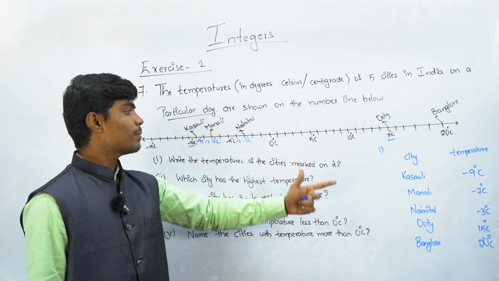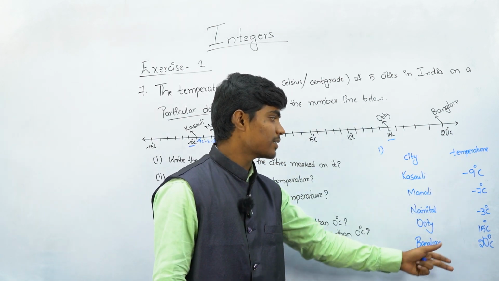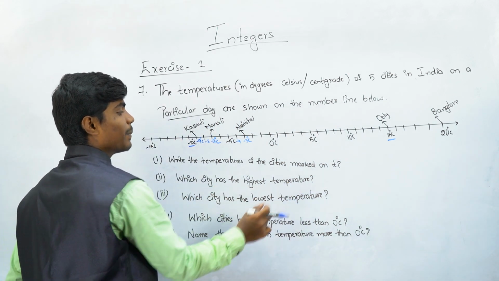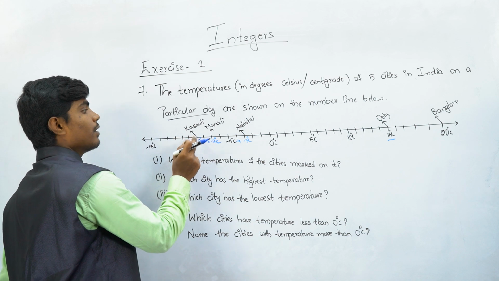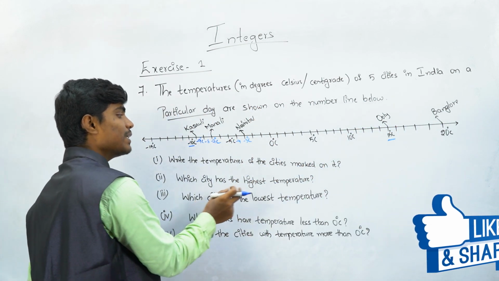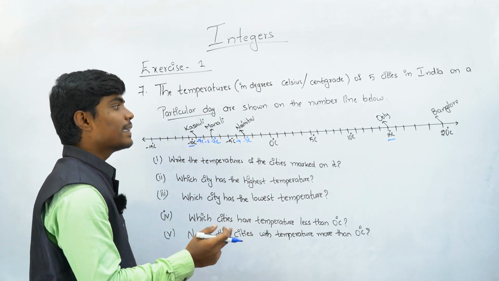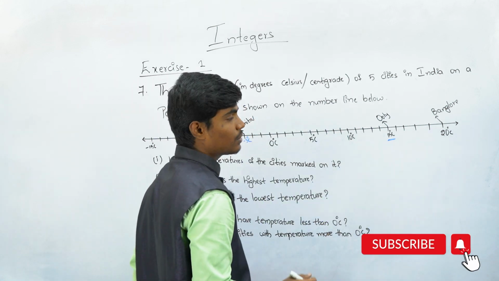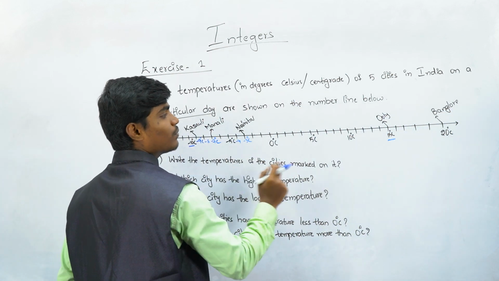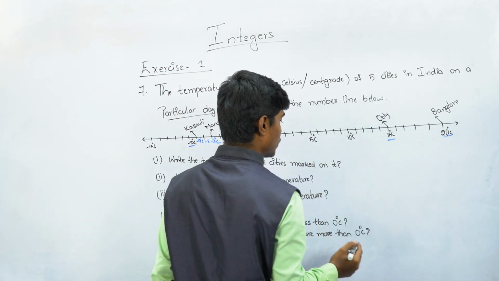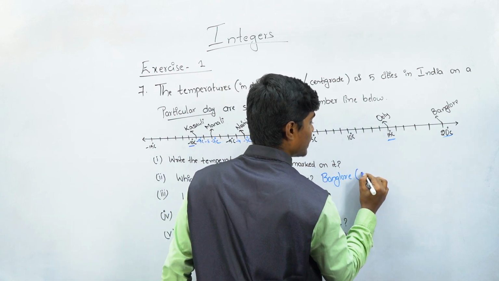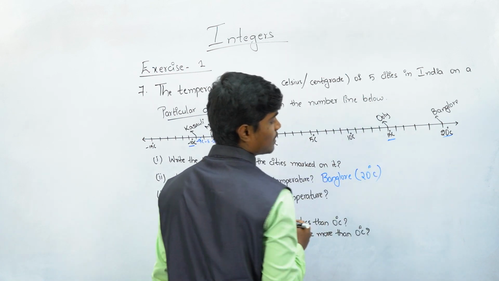Now, this is the answer for the first: write the temperatures of cities marked on it. These are the cities and their temperatures. You can note it out. Which city has the highest temperature? Here there are 5 cities and their temperatures. He asked for the city which has the highest temperature. As we know, the right side is the highest number. So, here Bangalore is on the right side of the remaining cities with a temperature of 20 degrees Celsius. So, the answer is Bangalore with temperature 20 degrees Celsius.